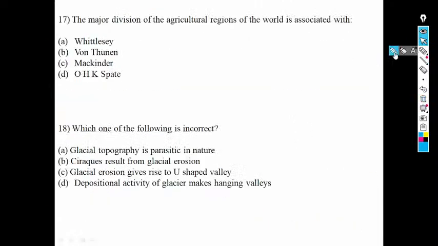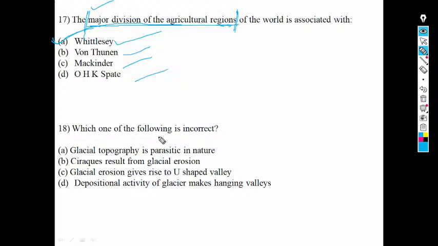The major division of the agricultural regions of the world is associated with which person? It is Whittlesey. Major division of agricultural regions. Okay, Whittlesey classification is world famous.